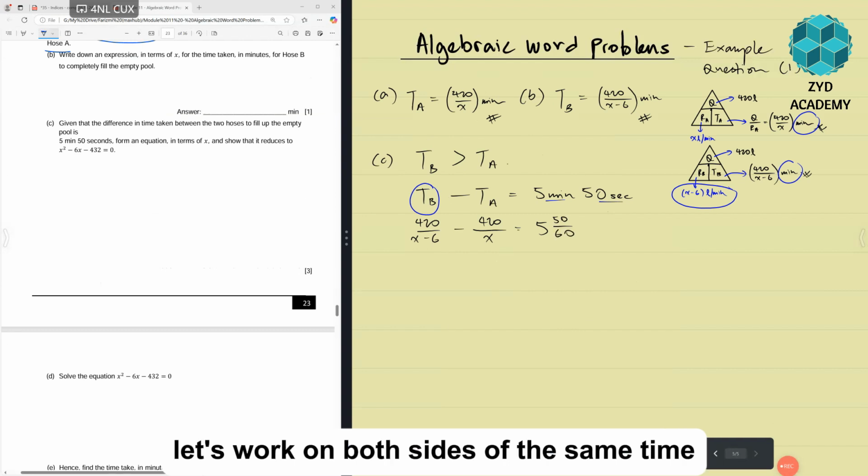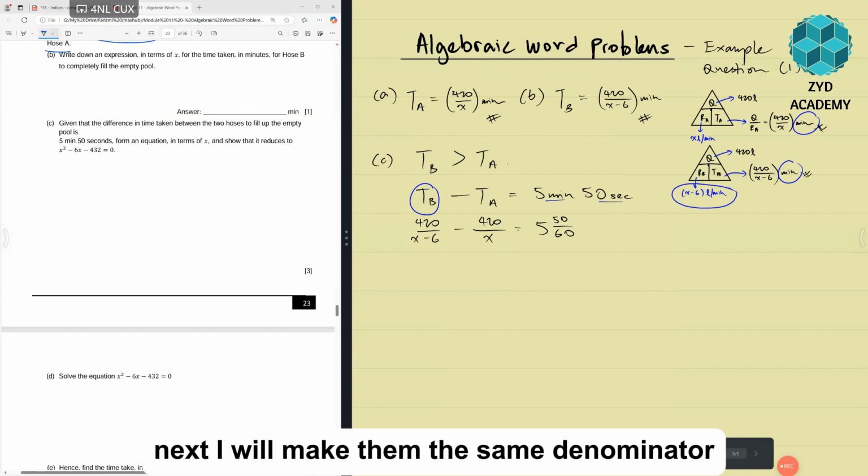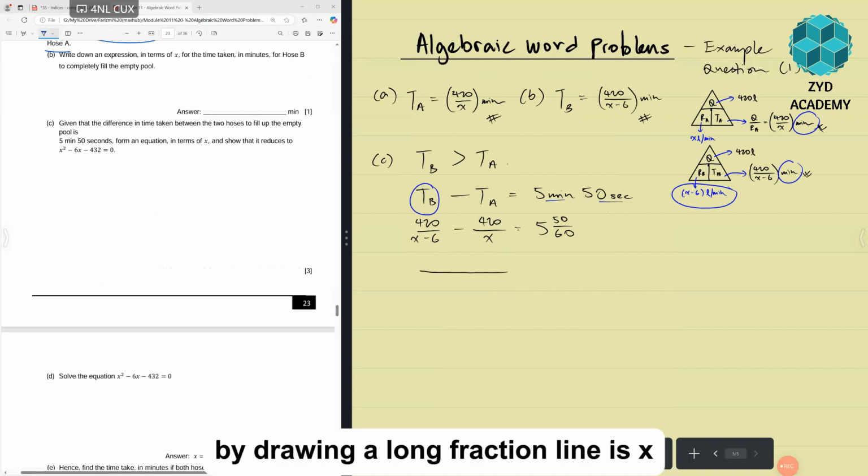Let's work on both sides at the same time. Next, I will make them the same denominator by drawing a long fraction line.